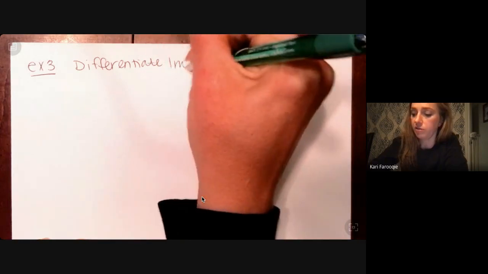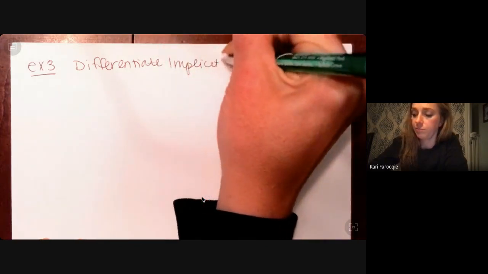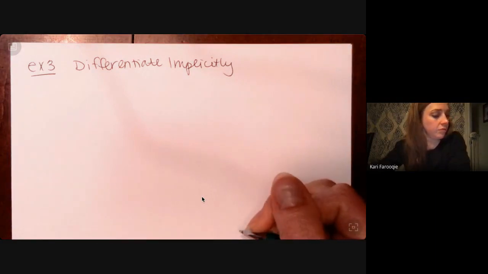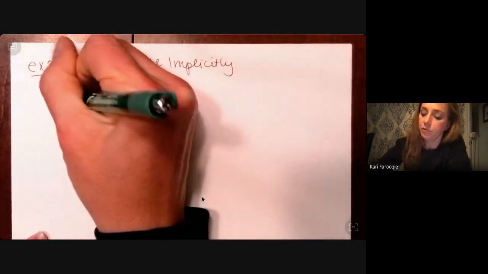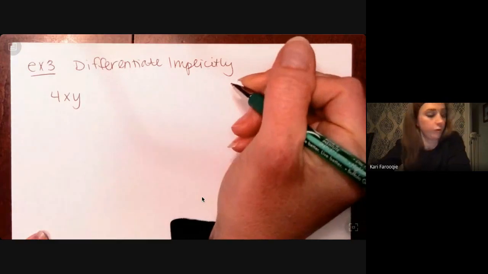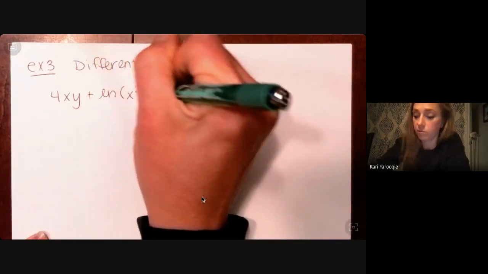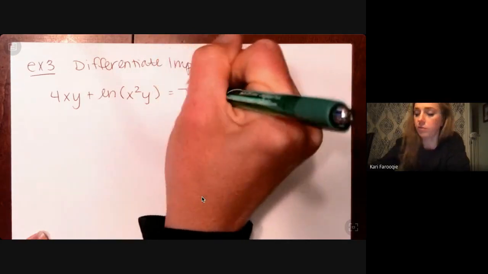Differentiate implicitly. Okay, so the expression is going to be 4xy plus the natural log of x squared y equals 7.